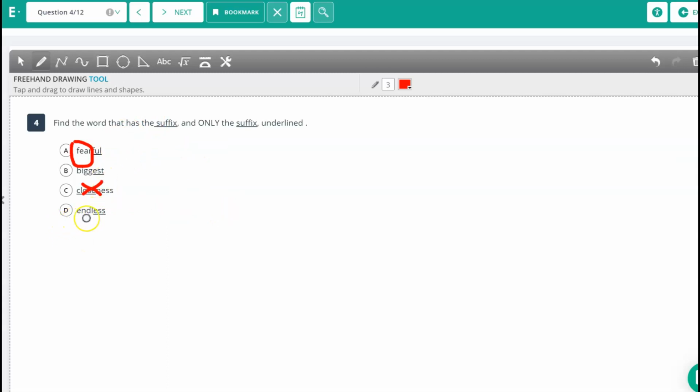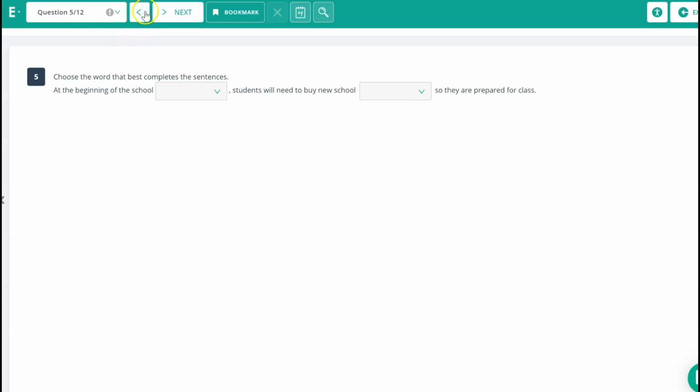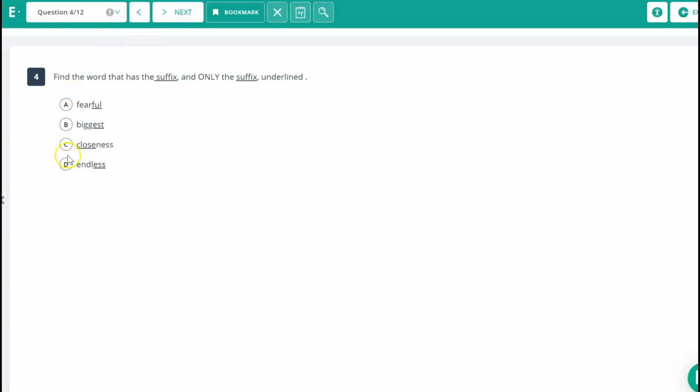Also, it looks like endless. This one would also work because it has less ended. I think this one may not be, let me read through it one more time to make sure I'm answering the right question. Find the word that has the suffix and only the suffix underlined. I think this was supposed to say not. So we'll choose one, but we'll see what the right answer will be because both of those would work. Fearful, actually biggest would work too, so any of these would work.